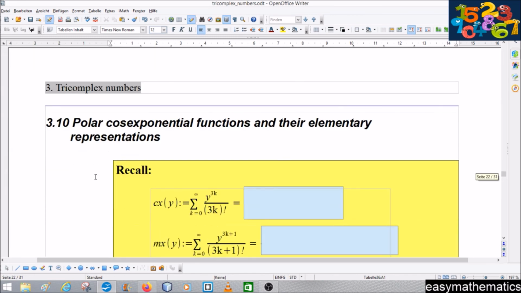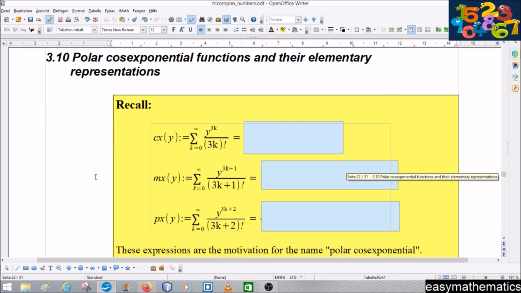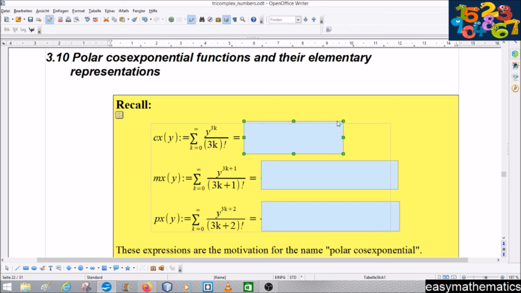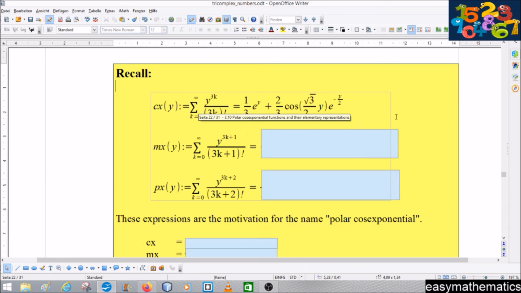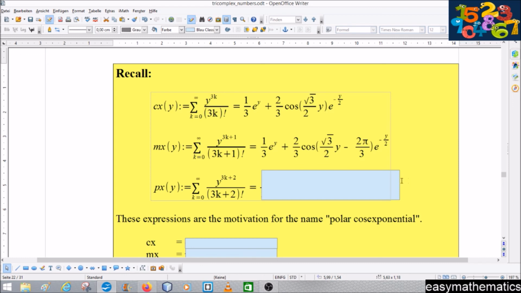Yeah, we come more or less to the end. And like I said, polar cos-exponential functions and their elementary representations. Now we see why these names are meaningful. First of all, if you play around with this series, you can do this in different ways. You see that you can write these three functions in the following form.